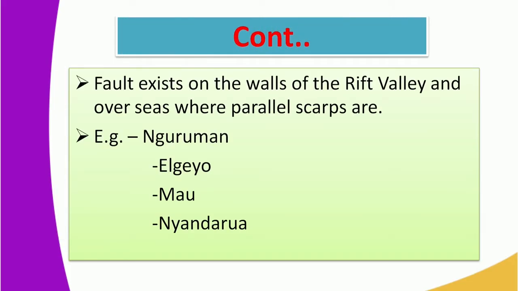To continue on fault scarps, they normally exist on the walls of the Rift Valley and over the seas where we have parallel scarps. Some of these parallel scarps include the Guruman, the Elgeyo, the Mau, and the Nyandarua. These are Rift Valley mountains that we have in Kenya.